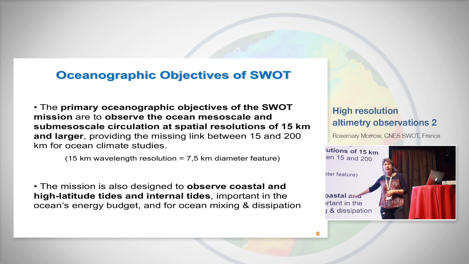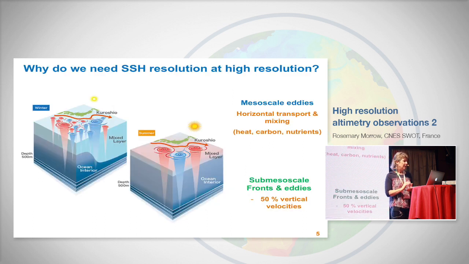A secondary part of SWOT is that we've done a lot of work on the orbit to make sure that we get a very good characterization of the ocean tides. And so I'll talk more about that too, but to look at coastal tides, high latitude tides, and get global coverage of the internal tide signal, at least the coherent part, and then look at how that impacts the ocean's energy budget.